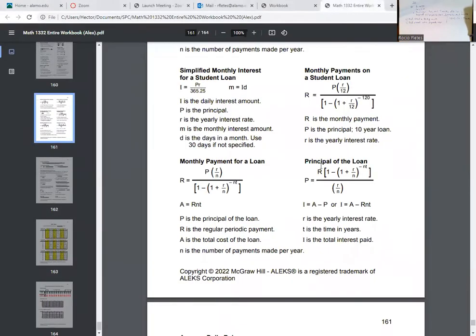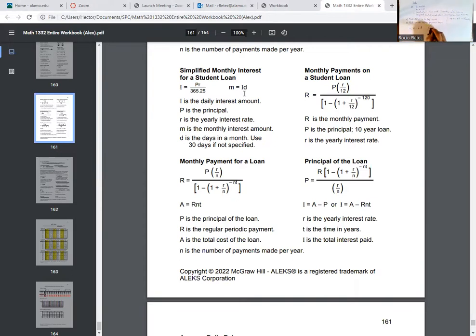Let me go back to the workbook. You see this formula here, the simplified monthly interest rate for a loan. You need this formula, so I'm going to write it down. It's for part A. We need the M, the monthly interest amount, right? So M is equal to I times D, but we need to find I first.